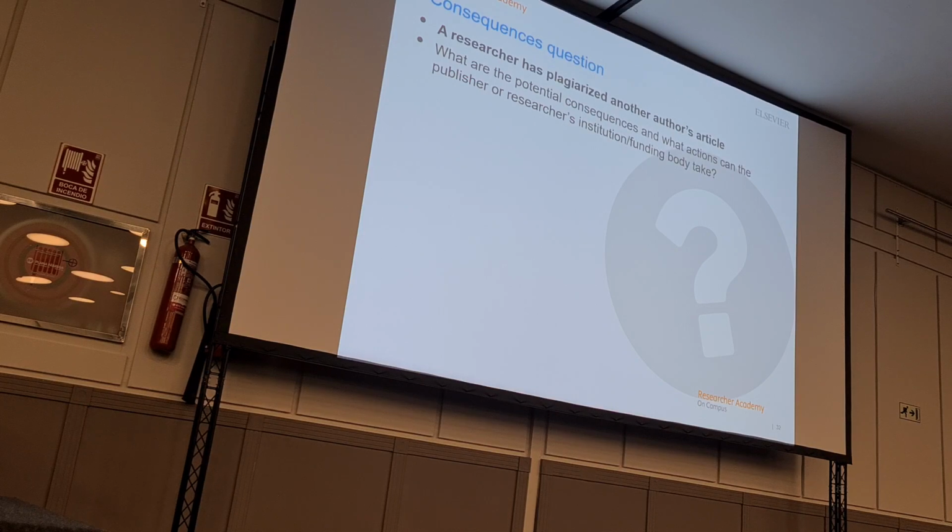The consequences question: a researcher has plagiarized another author's article. What are the potential consequences, and what actions can publishers, researchers, institutions, or funding bodies take? Do you have any experience with this kind of consequence?